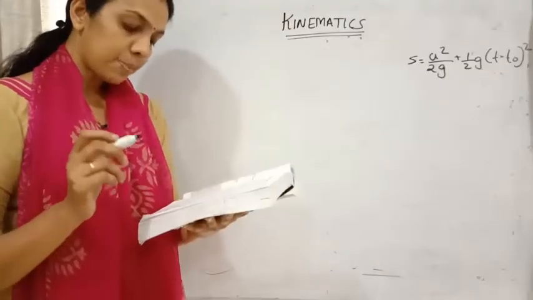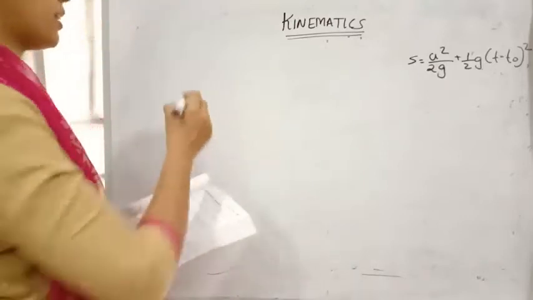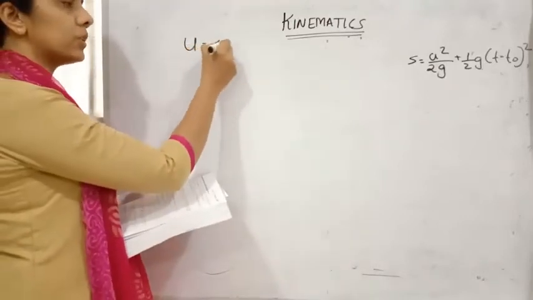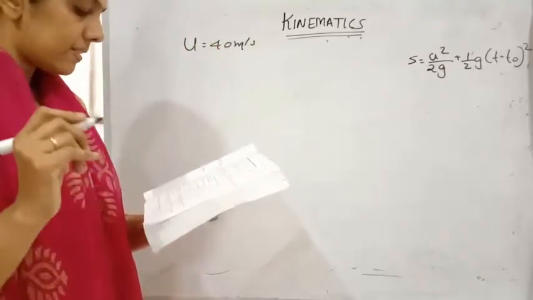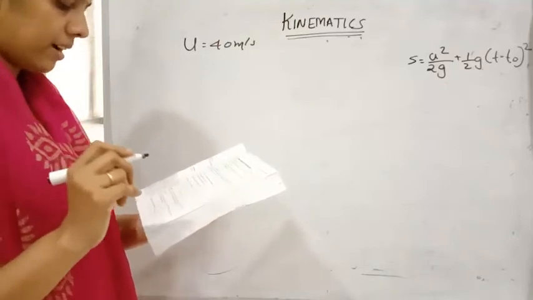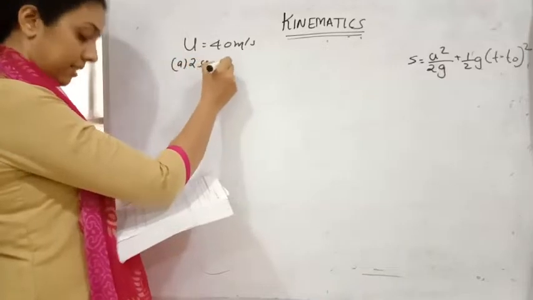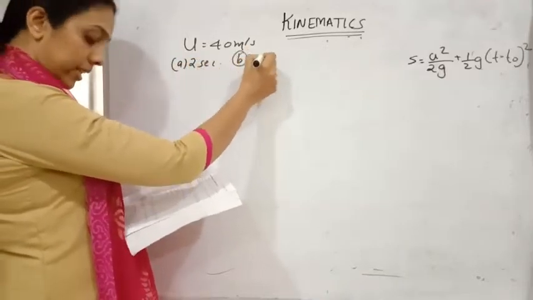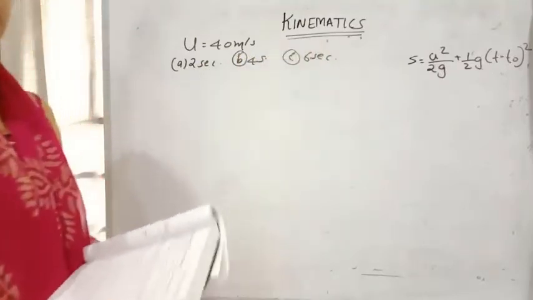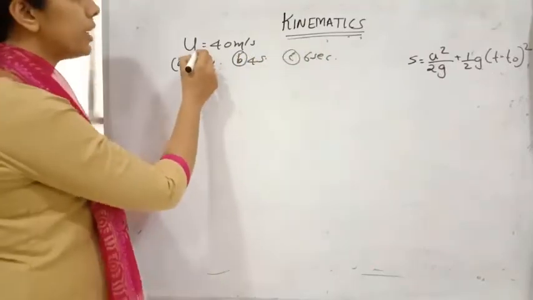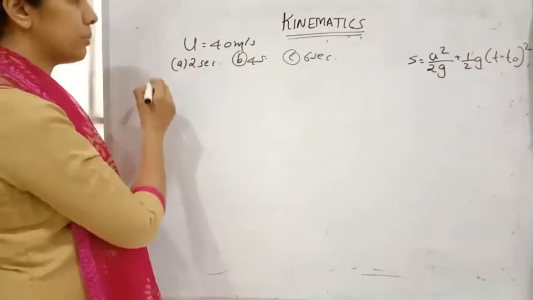The particle is projected vertically upwards with velocity 40 meter per second. Find the displacement and distance travelled by the particle in (A) 2 seconds, (B) 4 seconds and (C) 6 seconds. This is what we need to find out. So in 2 seconds, u equals 40 meter per second. It is thrown upwards with a particular velocity of 40 meter per second.